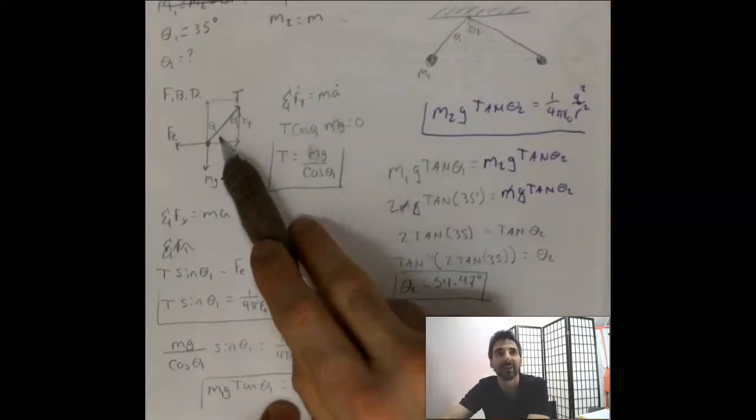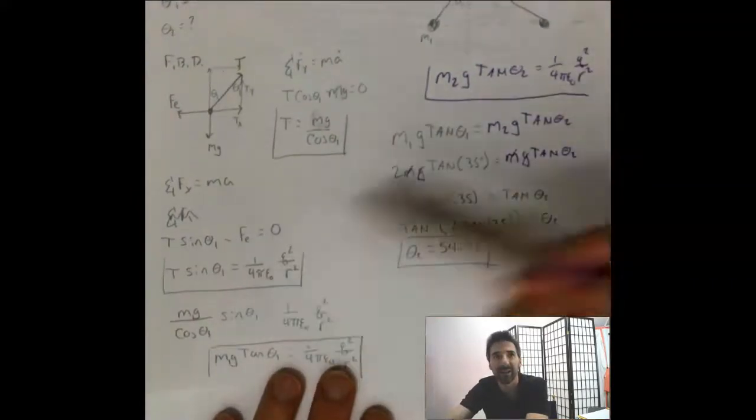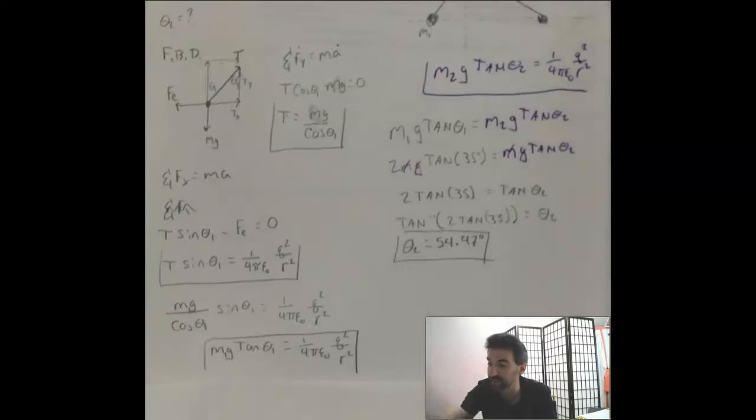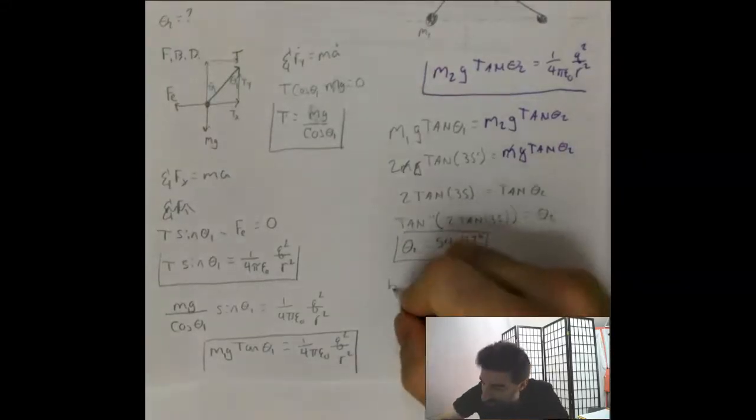So like I said, if you chose to use the other angle in the beginning, that'd be fine. Instead of sine over cosine, you're going to end up with a cotangent or 1 over tan. Doesn't matter. You'll come out with the same thing. You should get theta 2 equal to 54.47 degrees. And now part B is find the radius. So part B should be pretty trivial.